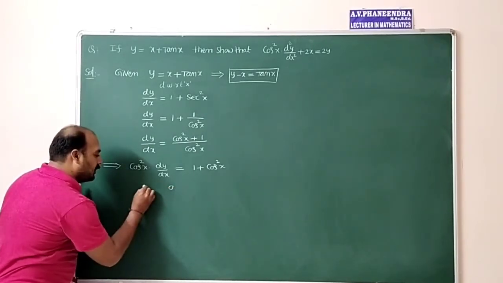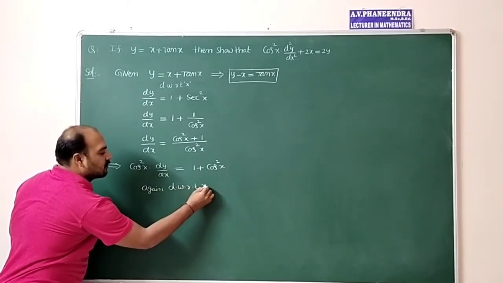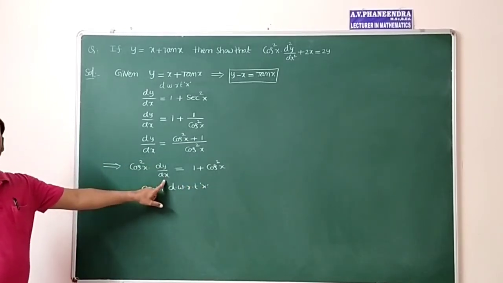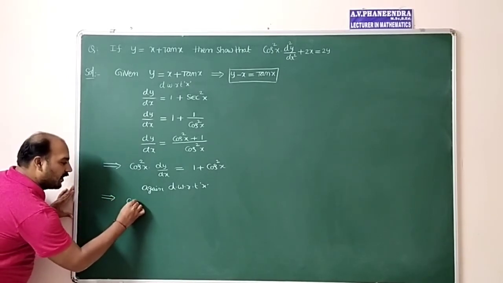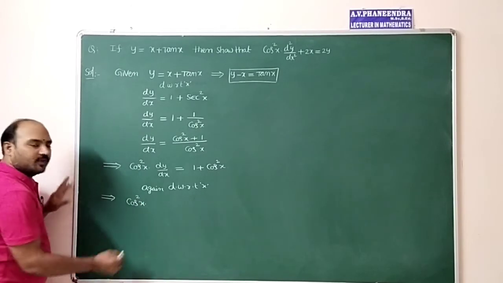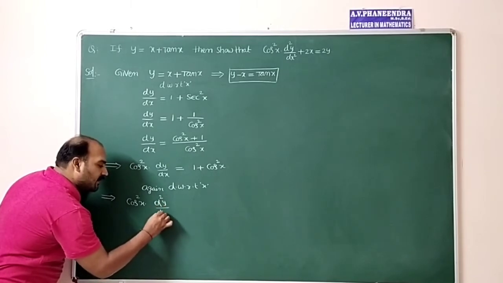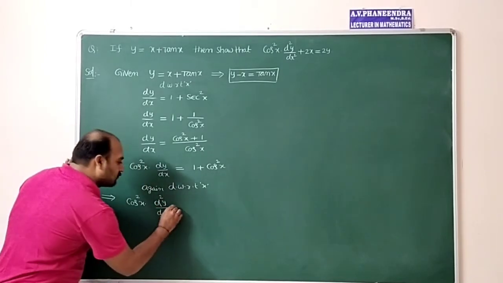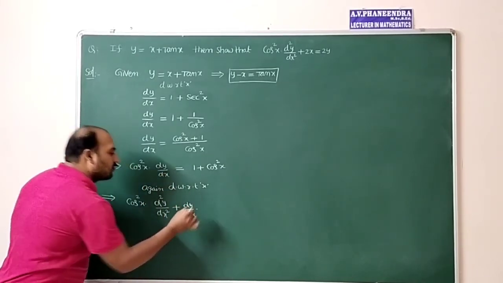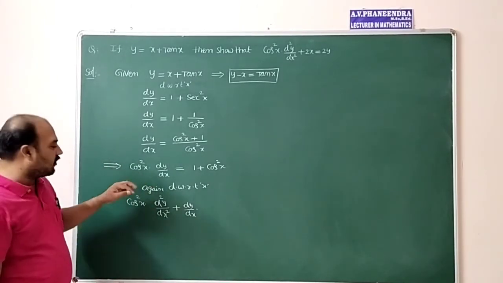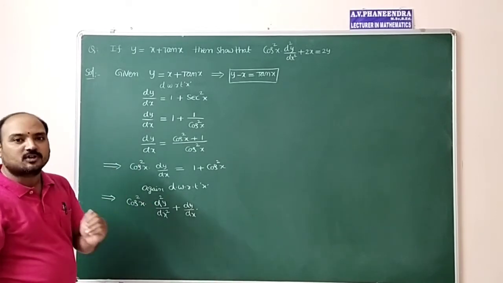Differentiate with respect to x. This is u, this is v. UV formula we are applying now. That implies cos² x into d/dx of dy/dx, d²y/dx², second derivative, plus dy/dx into d/dx of cos² x. It is in the form of f(x) whole power n, whose derivative is n into f(x) whole power n minus 1. Again f(x) also differentiate.